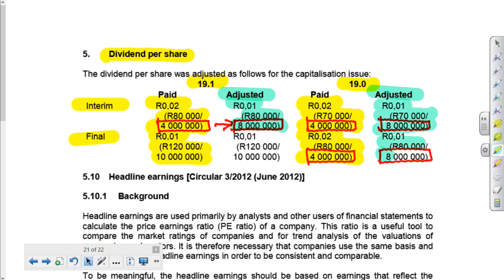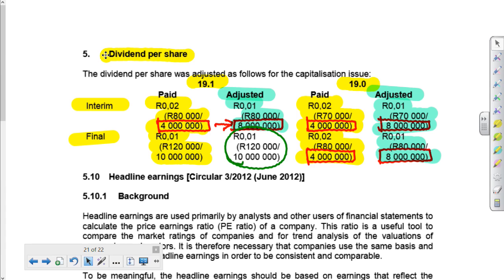Again, 70 and 80 over a million. Remember here, I don't adjust anything because this was after the cap issue, isn't it? But when you look at the information, it looked like last year I paid 2 cents and 2 cents. This year I paid 2 cents, and then when year end came, I only paid 1 cent, isn't it? I halved the dividend. But when I adjust, then it shows that actually I've always paid 1 cent, and I'm still paying 1 cent.